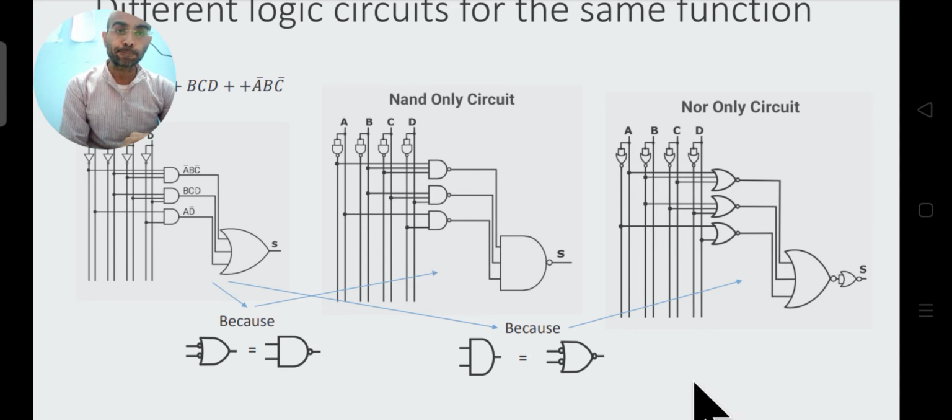Now similarly, we can implement the same circuit with the help of NOR gates also. To do that, we'll replace these NOT gates. We'll implement these NOT gates with the help of NOR gates. With the same logic, we connect both the inputs together. If both the inputs of a NAND or NOR gate are connected together, they become a NOT gate.